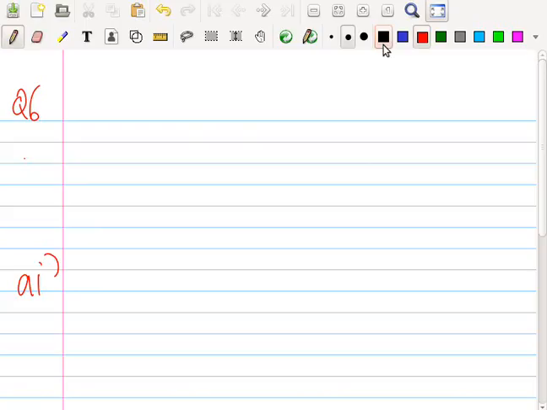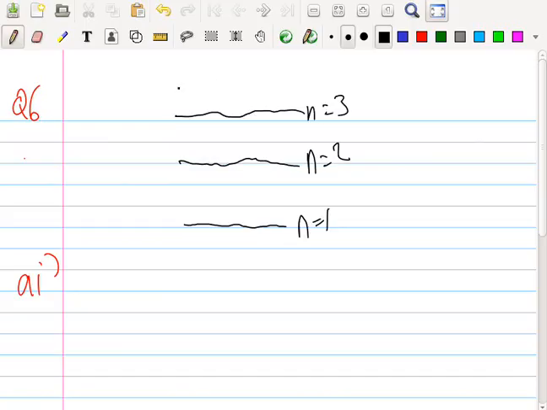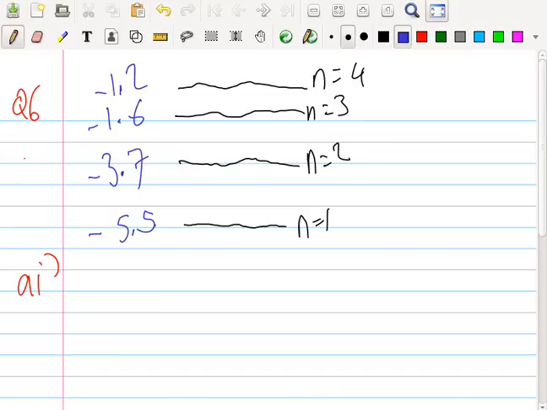A1, so I'll draw the diagram. Basically you have different energy levels of an isolated mercury atom. So here is n equals 1, and then here is energy level n equals 2, and then n equals 3, and you'll notice they're getting closer together. Sorry about this, n equals 4. The energy levels here are minus 5.5, minus 3.7, minus 1.6, minus 1.2, and they're of course all in electron volts.